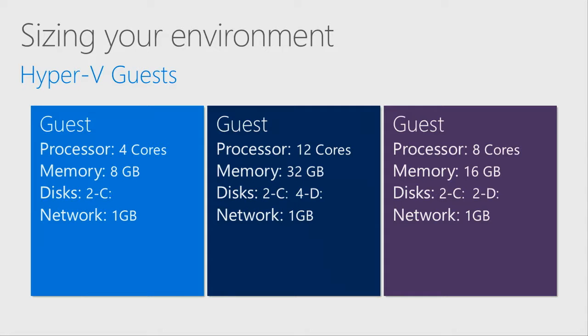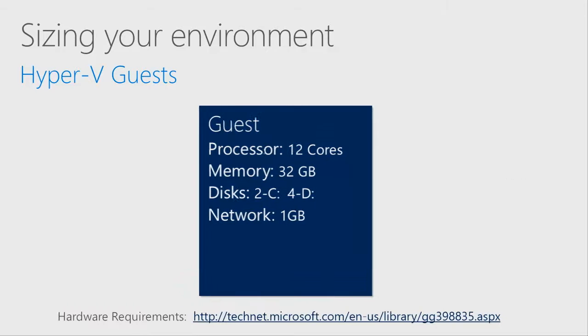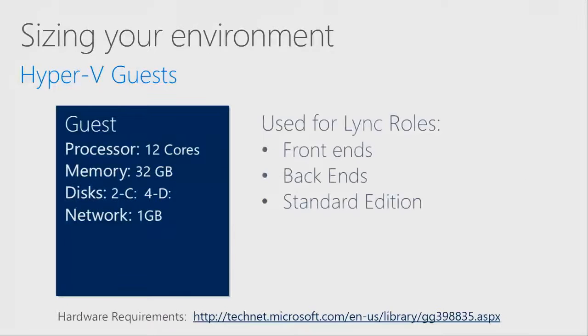So you can see we have 3 main guests here. We have the smaller guests, which you'll see is more for the testing tools. We have kind of a mid-size, which is the 8-core 16 gig, which is for some of the smaller roles in Lync. And then the larger guest, the 12-core 32 gigabyte, which is more for your front ends and back ends. So if we take a look at this big guest, you can see front ends, back ends, and the standard edition servers use this.